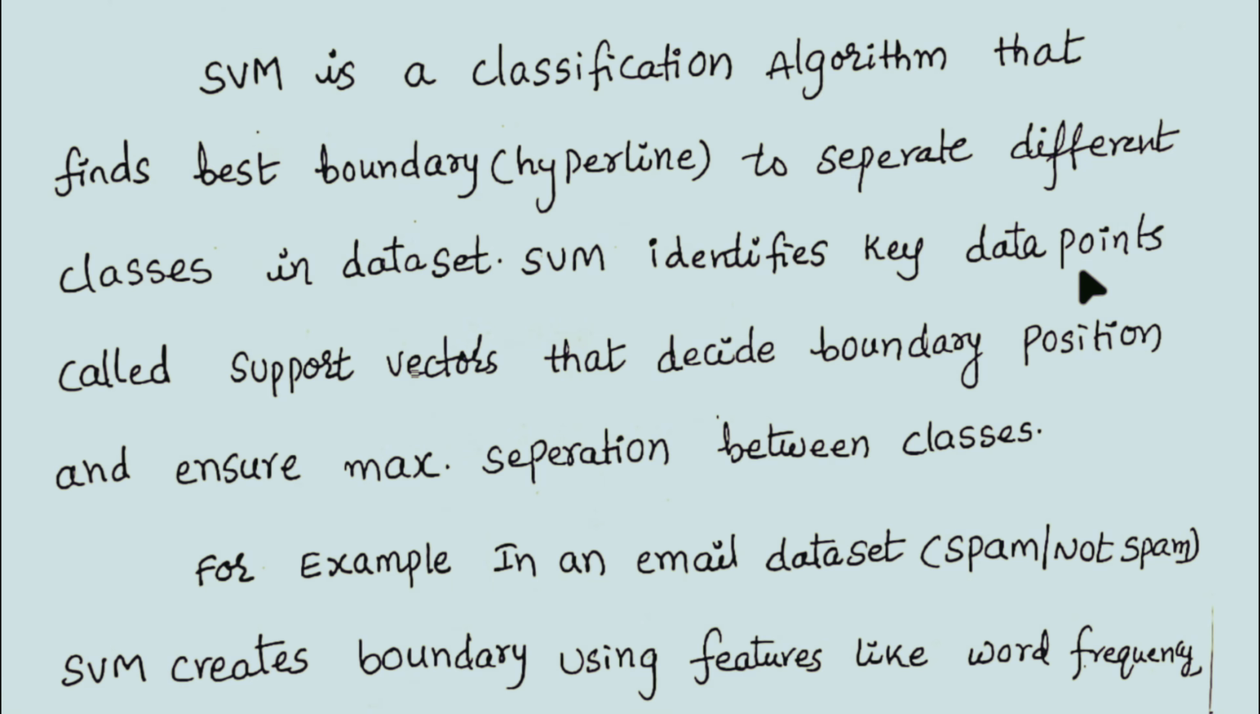SVM identifies the key data points called support vectors that decide the boundary position and ensure maximum separation between the classes. So in order to separate two classes, we are using something called support vectors. Okay, let us move forward.